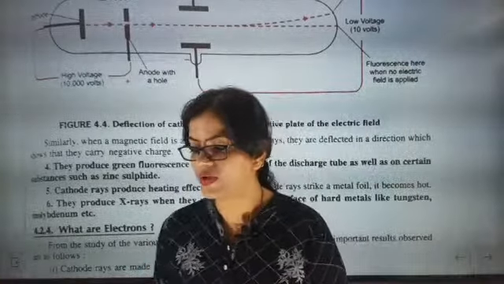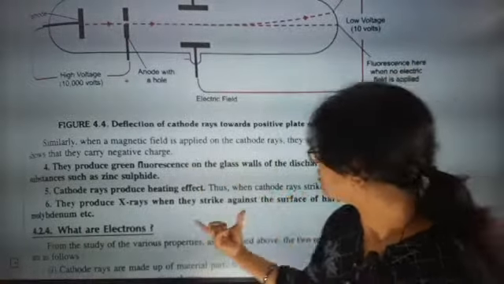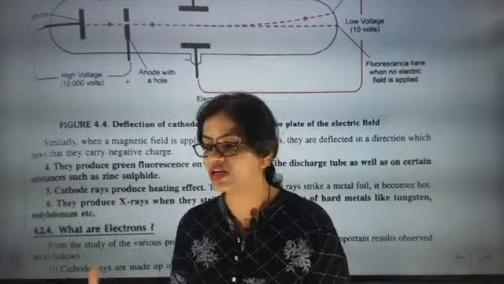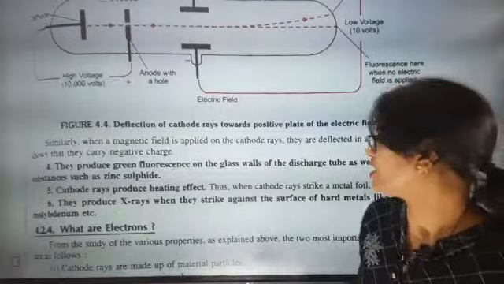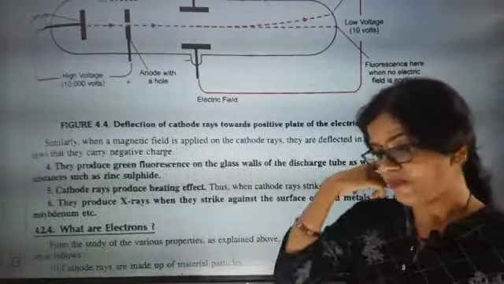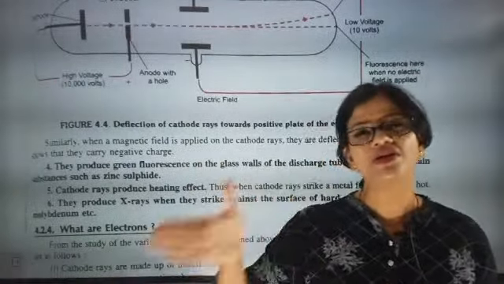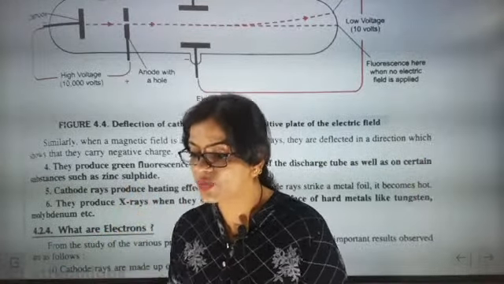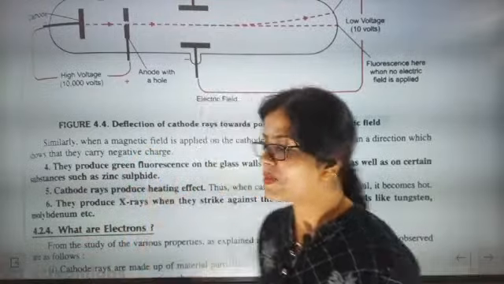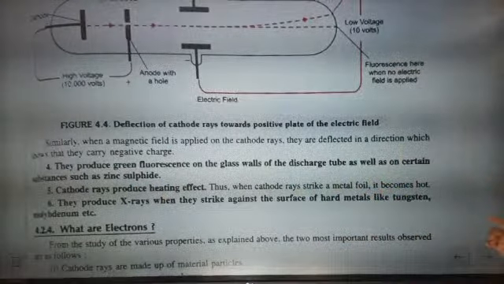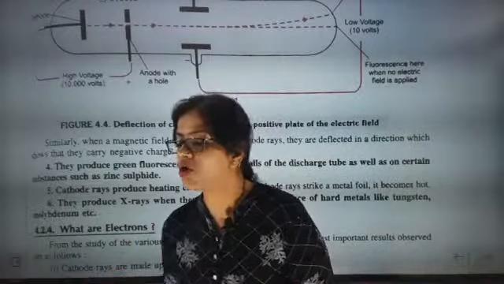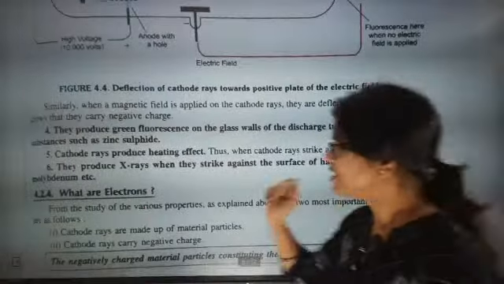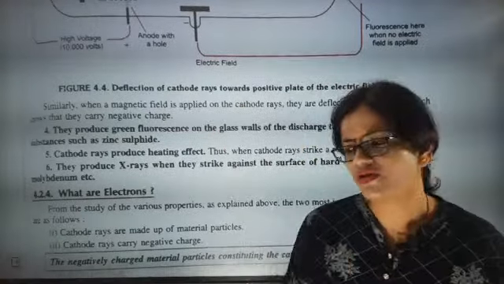The next important point is that cathode rays can produce X-rays. X-rays are what type of rays? They are produced by cathode rays, and they have the capacity to penetrate metal surfaces, or hard metallic surfaces like tungsten and molybdenum.